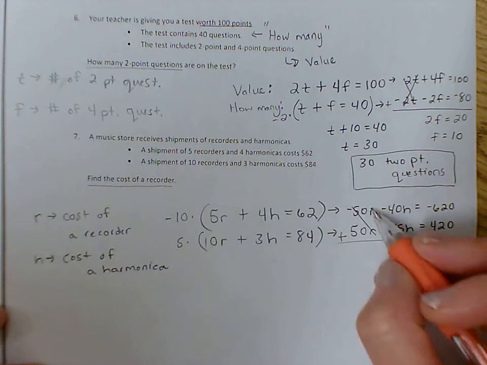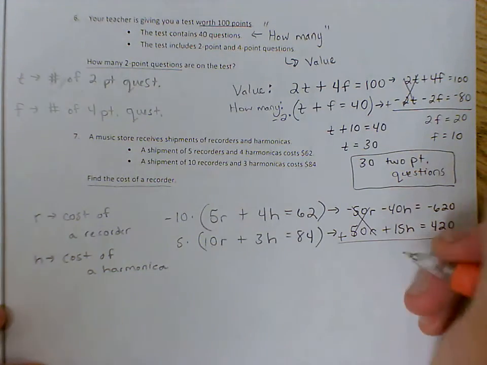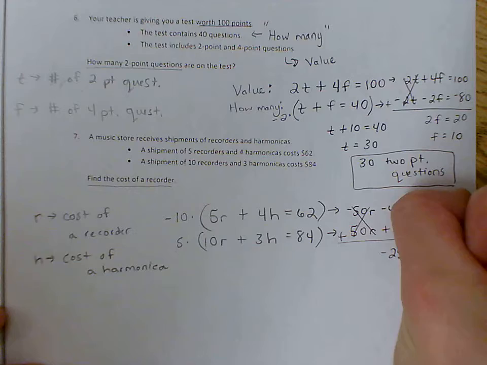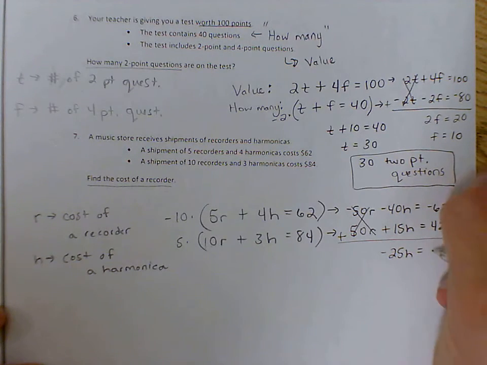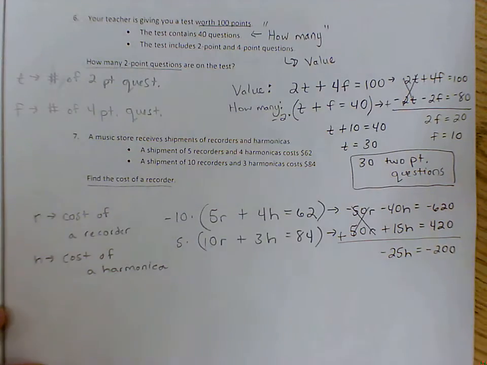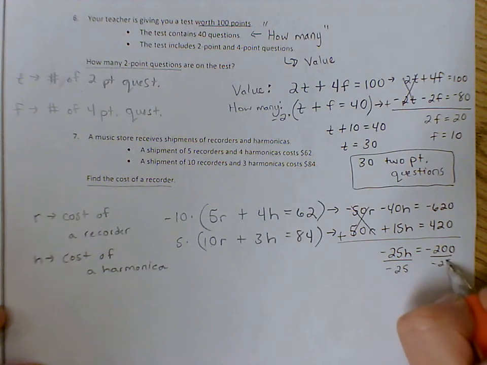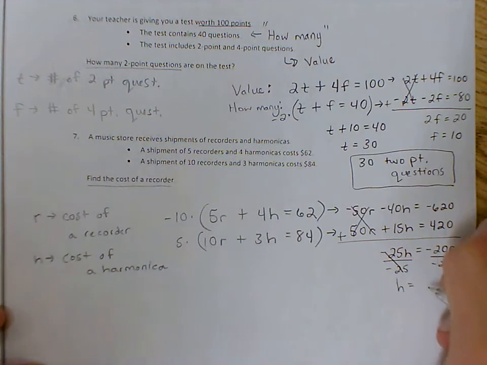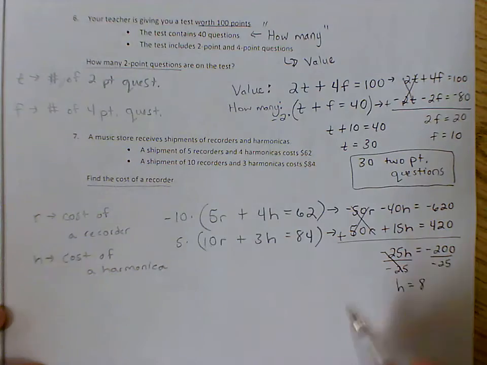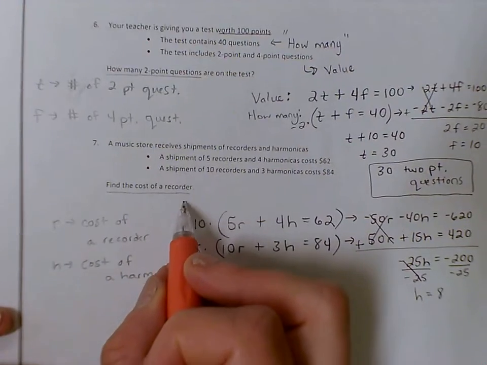So you add them, those would go away. And then -40H plus 15H is -25H. -620 plus 420 ends up being -200. Then you divide by your -25 because you've got to get that away from the H. And then H ends up being 8. So now, that's the cost of a harmonica. We're looking for the cost of a recorder.